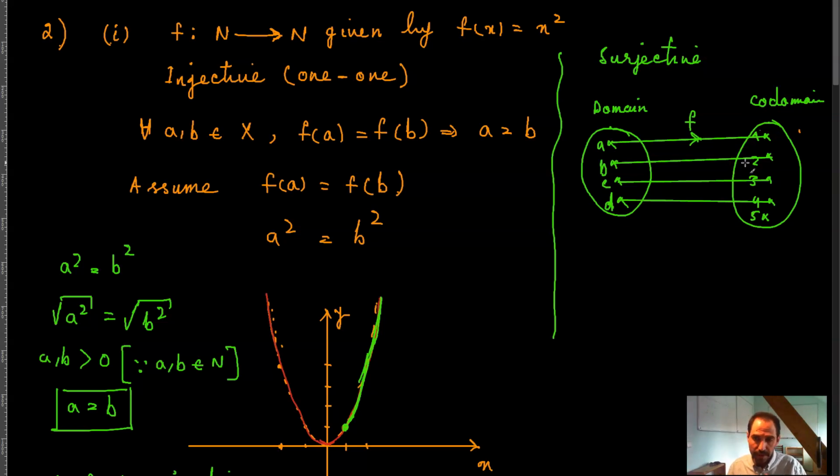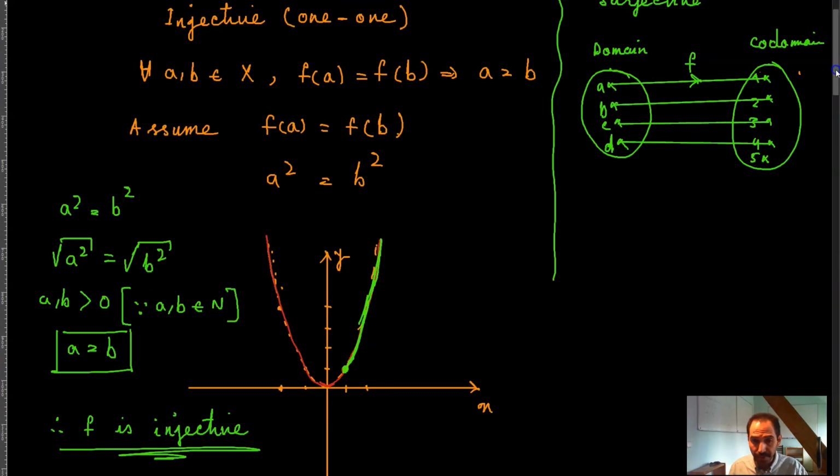So what that means is that if the range becomes the codomain, then your function is surjective. Now, as you can see over here, for example, I have all of these elements here.